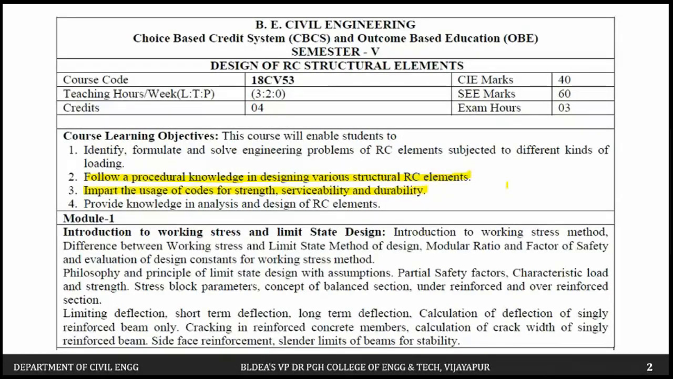How do we have to take it? There are different codes like IS 456, IS 800, IS 875. As we study the subject one by one, we are going to study that also. Then next is to provide knowledge in the analysis and design of RC elements. So we are going to study the design of RC structural elements. This is the basic objective of this subject, and these are the things we are going to study.